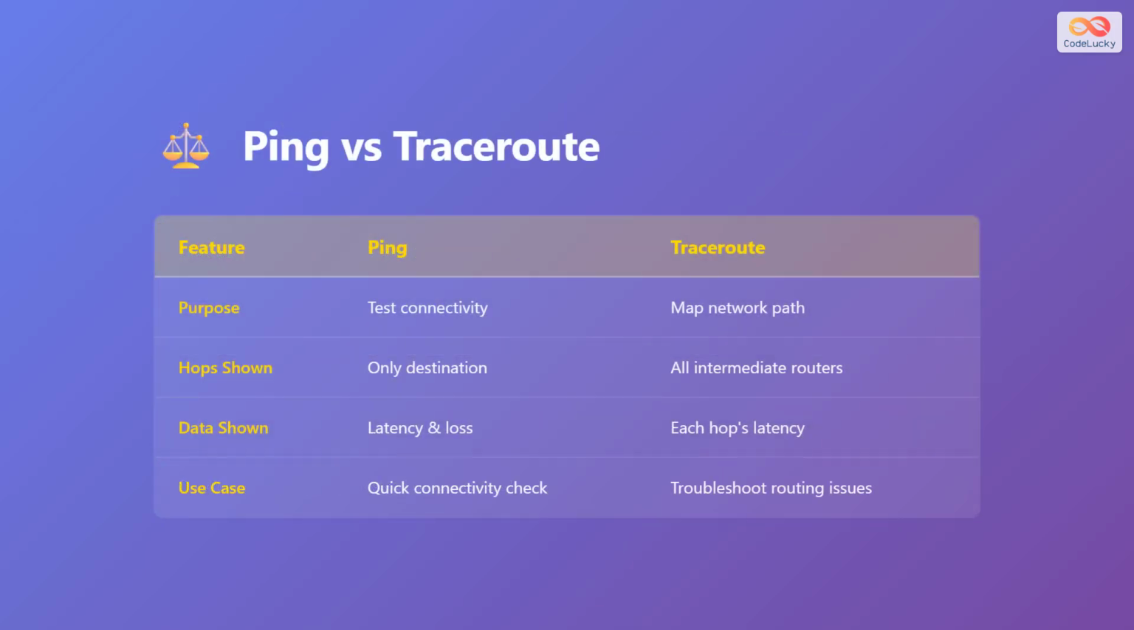Let's compare these two tools to understand when to use each one. Ping is designed for testing basic connectivity, while Traceroute is designed for mapping the network path. Ping shows only the destination host, but Traceroute shows all intermediate routers. In terms of data, Ping provides latency and packet loss information for the destination only, whereas Traceroute provides latency information for each individual hop. Ping is best for a quick connectivity check, while Traceroute is best for troubleshooting routing issues and identifying where problems occur along the network path.